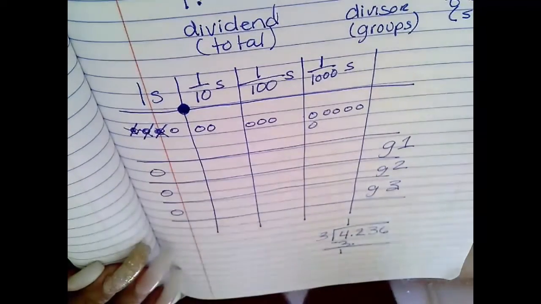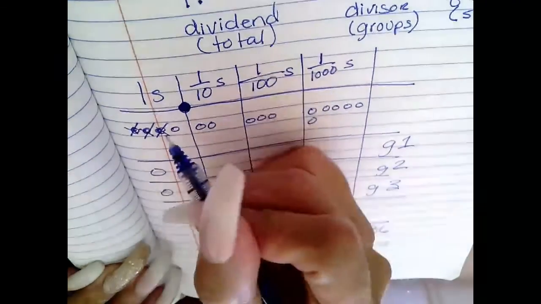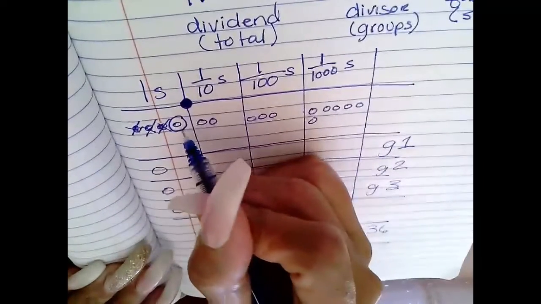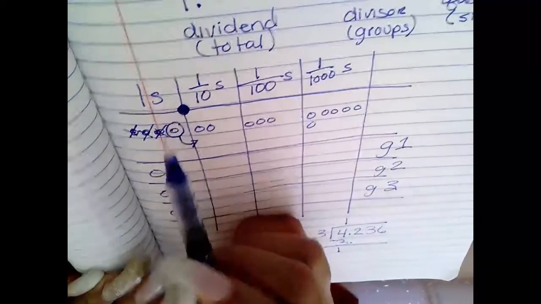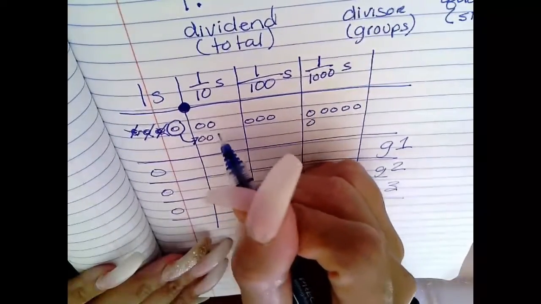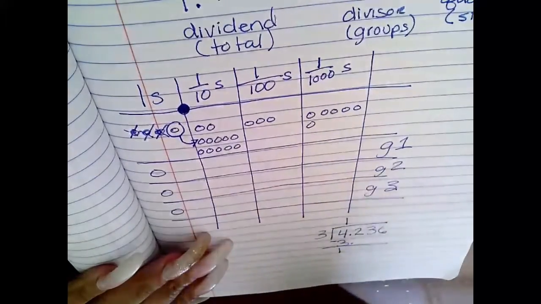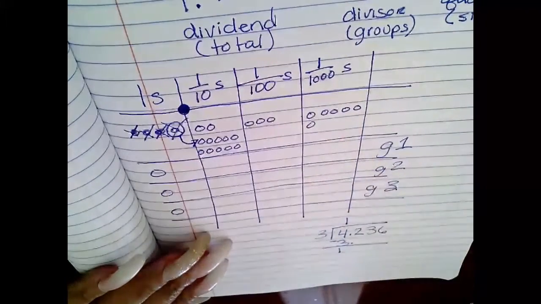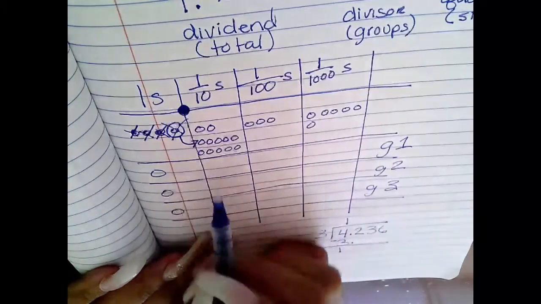Think. How am I going to share this 1 to 3 groups? That's not even. Because I know how place value works, I know I can unbundle this 1. And if I unbundle it, it breaks into 10 pieces. 10 parts. Let me use the correct terminology. There are my 10 parts. All done. Now I have 12 tenths.